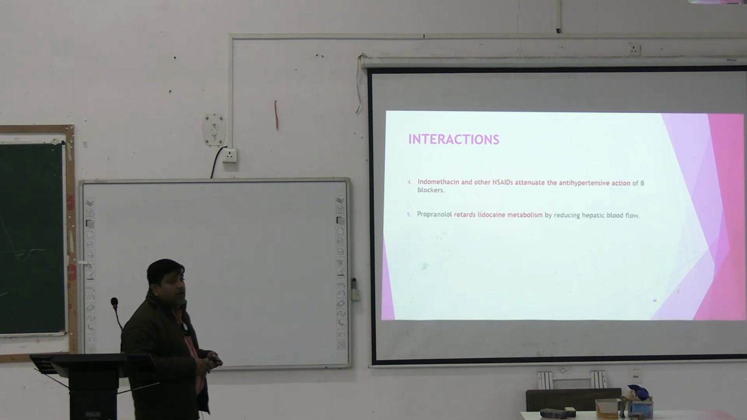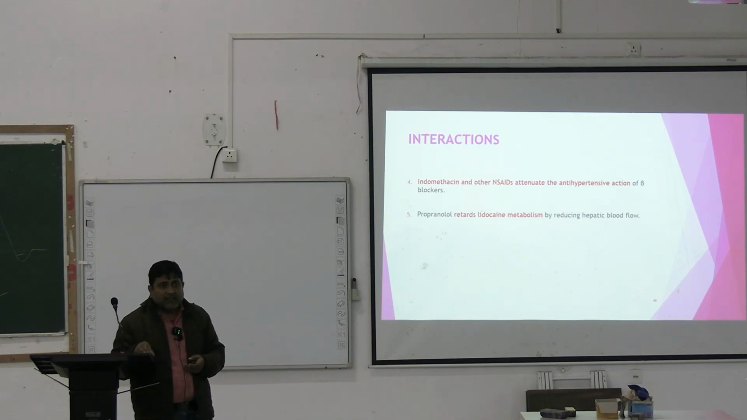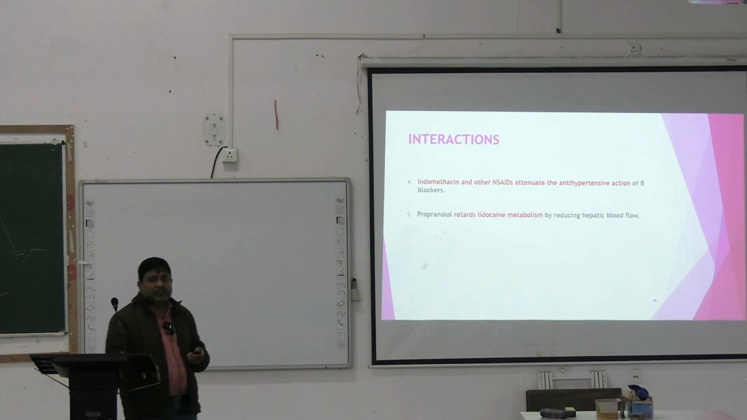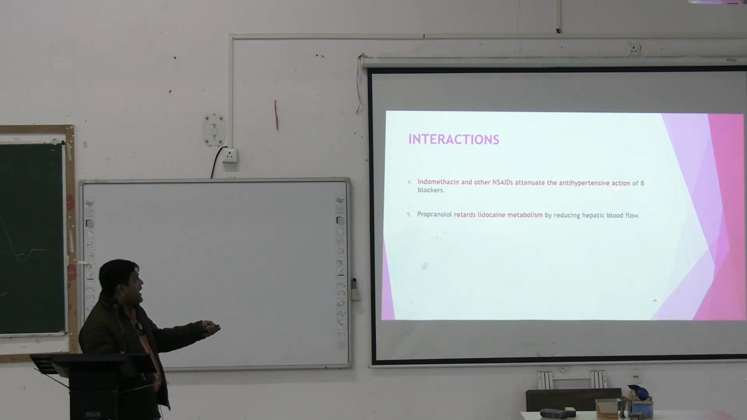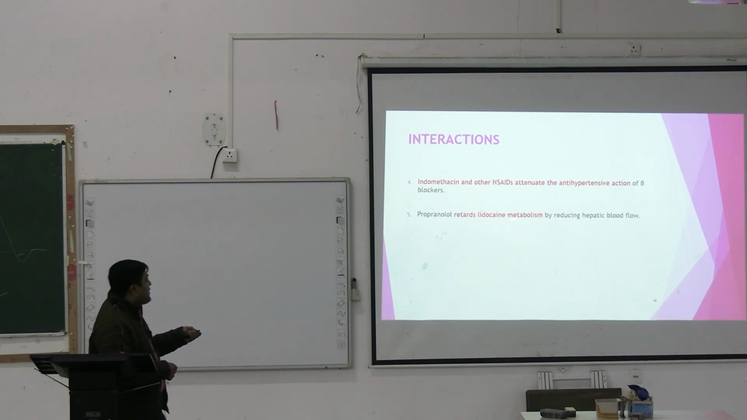Indomethacin and other non-steroidal anti-inflammatory drugs, which are used to relieve pain and inflammation, attenuate the antihypertensive action of beta blockers. Propranolol also retards lidocaine metabolism.